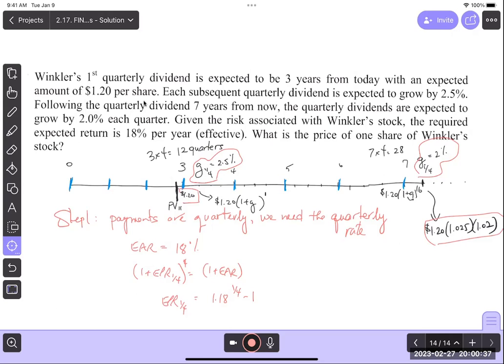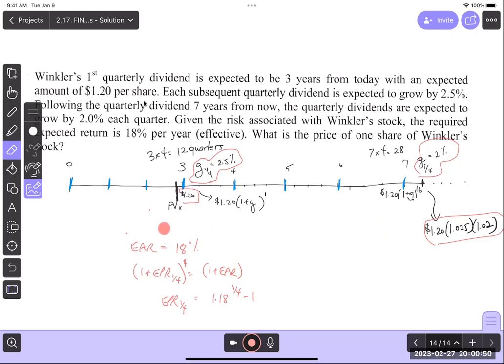The problem is then that you have to discount each part. So let me erase this. So it's going to be this one here, and then you're going to have one here that's PV28. The reason I'm doing that is then I know how to discount back to zero. So this one will be discounted 11 quarters and this one 28 quarters.